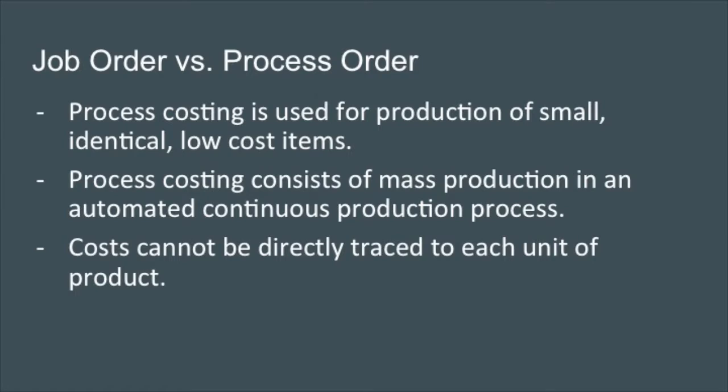Job order versus process order costing. Process costing is used for production of small, identical, low-cost items. Process costing consists of mass production in an automated continuous process, and costs cannot be directly traced to each unit of product. Since the job order costing system is used with unique products, it is built to order rather than mass-produced. Orders follow this sequence of events.